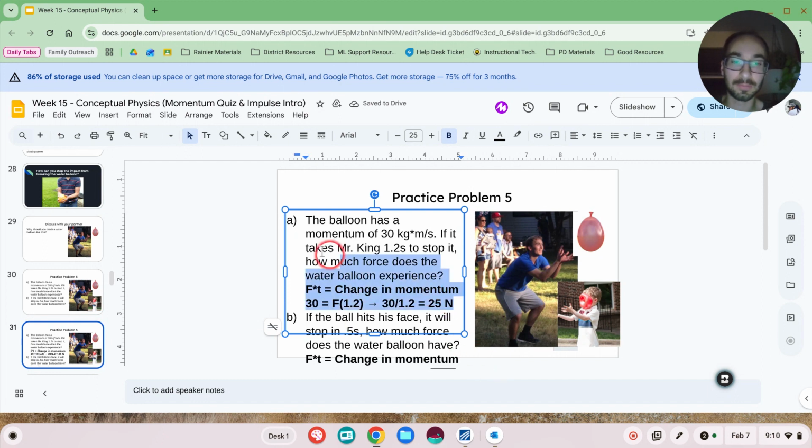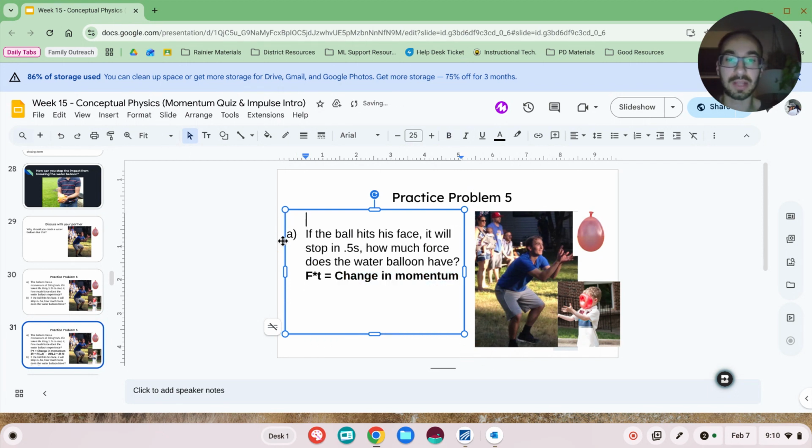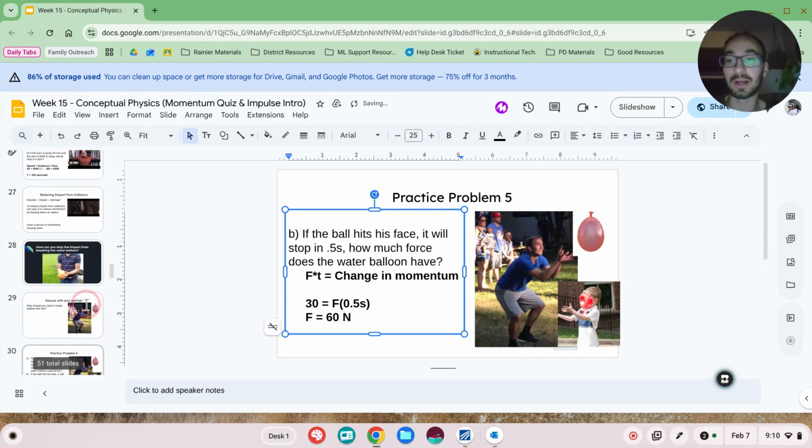then let's see what will happen to the force now. So the balloon still has 30 momentum, but this time you stop it in 0.5 seconds because it hits your face. You aren't able to bring it in slowly. And then if you divide 30 by 0.5, you will get the force is 60 newtons, and that will be enough to break the water balloon. So that's the answer for B. Answer for A was 25.